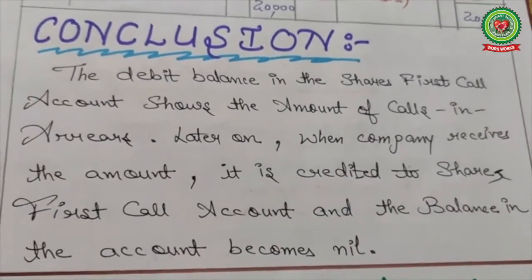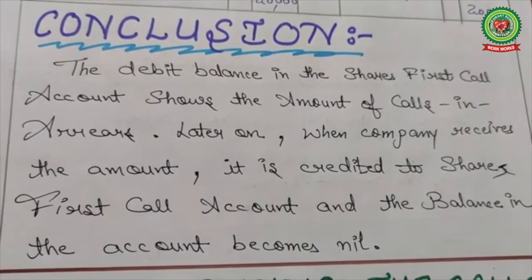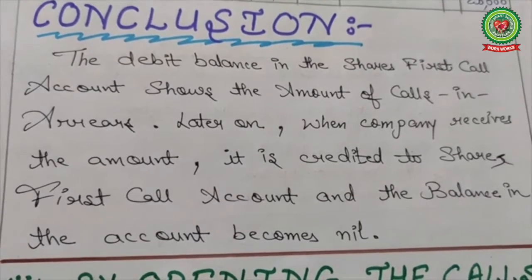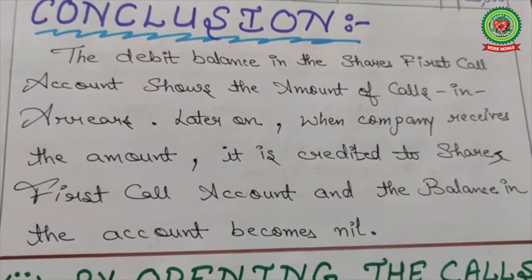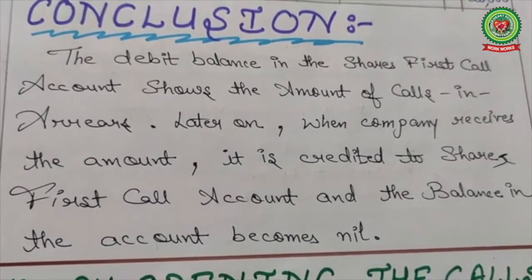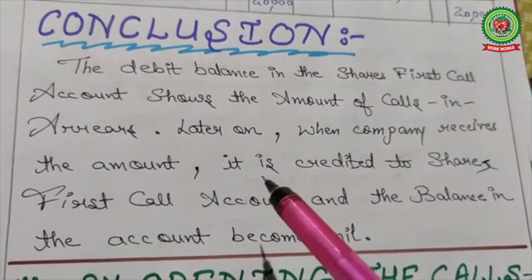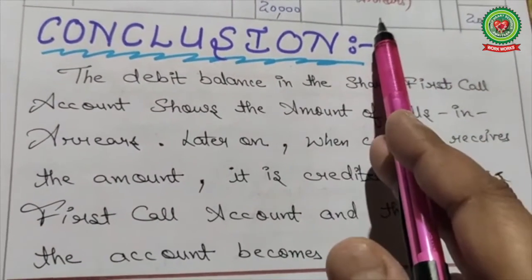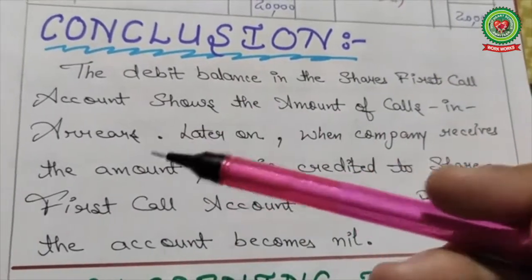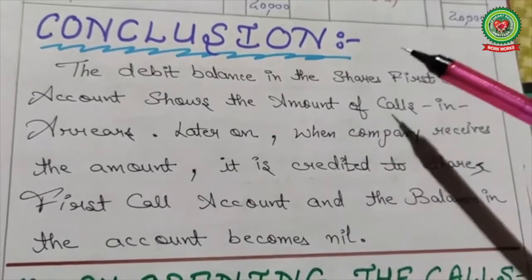Now the conclusion. The debit balance in the share first call account shows the amount of calls in arrears. Later on, when the company receives the amount, it is credited to the share first call account and the balance in the account becomes nil. So it is credited to the first call account, and the account becomes nil whenever the shareholder pays the amount which is not yet paid.